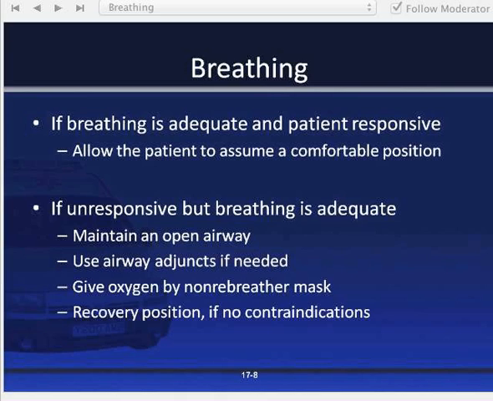If breathing is adequate and the patient is responsive, allow them to assume a comfortable position. If the patient is unresponsive and the breathing is adequate, maintain an open airway. Use airway adjuncts such as an oral airway if needed. Place the patient in the recovery position if there are no contraindications. Provide oxygen by non-rebreather mask. Watch the patient closely to make sure that adequate breathing continues.